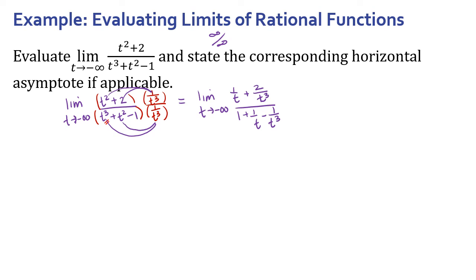So now I'm in that form from before, where I evaluate each of these pieces. The limit as t approaches negative infinity of 1 over t is going to go to 0. The limit as t approaches negative infinity of 2 over t cubed is going to go to 0. And then I'm left with 1 plus 0 minus 0 in the denominator. So I am left with 0 divided by 1, which gives me just 0. So this means we're going to have a horizontal asymptote at y equals 0.